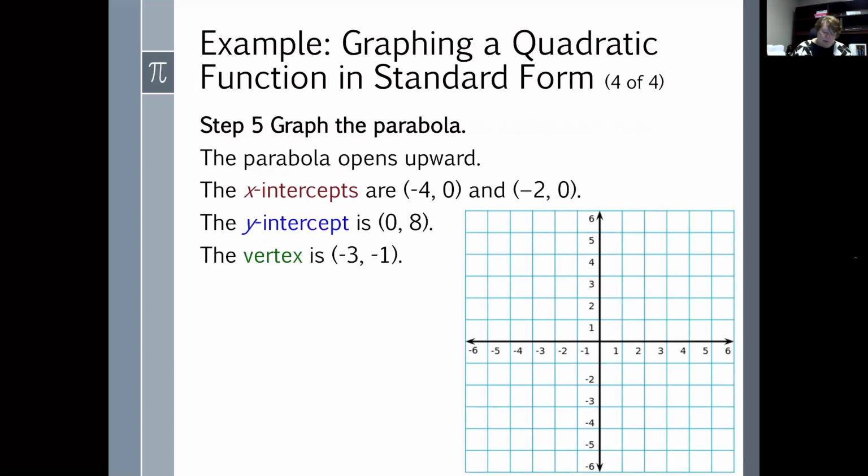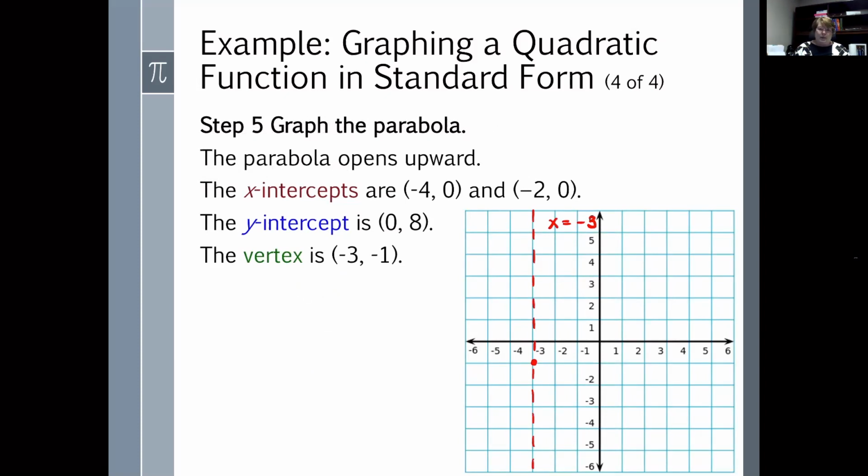And what I didn't do on the previous example, which I should have, is draw the axis of symmetry and label that. Remember, the axis of symmetry is a vertical line that bisects the parabola. It goes through the vertex. So that equation would be x is equal to -3. A vertical line has an equation, x equals a constant.